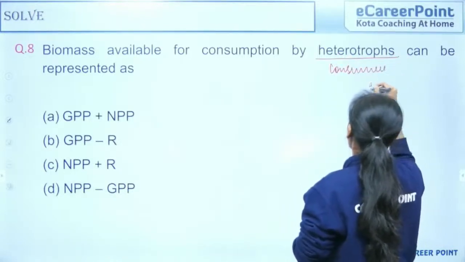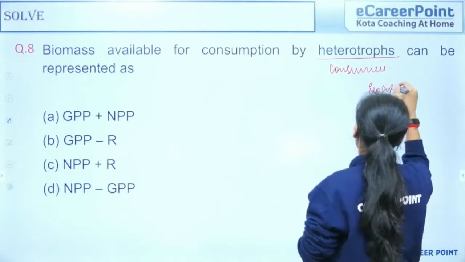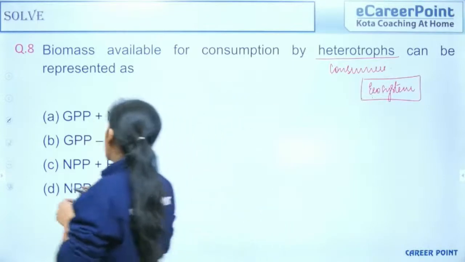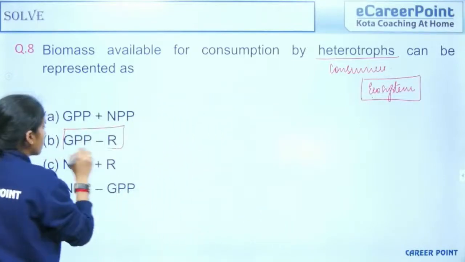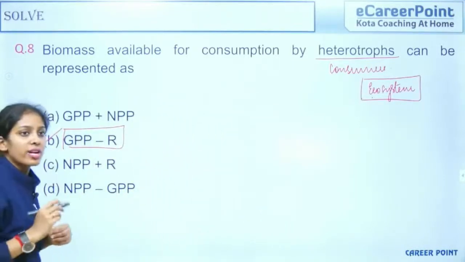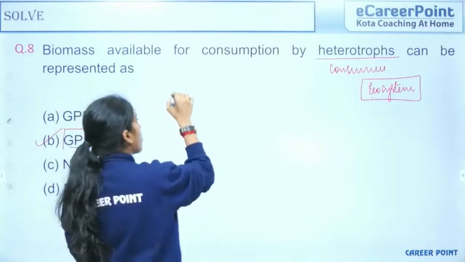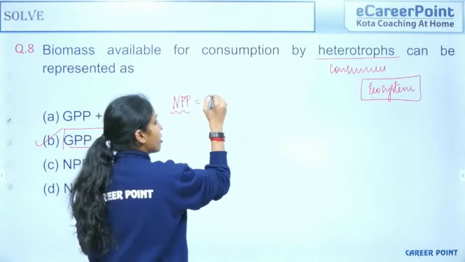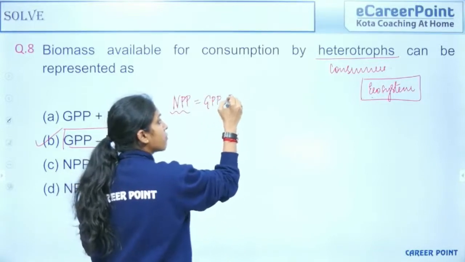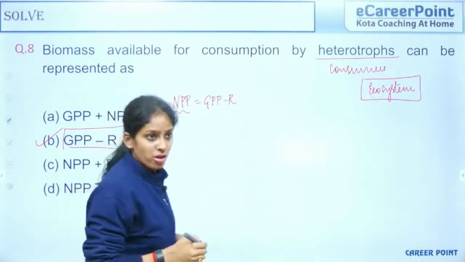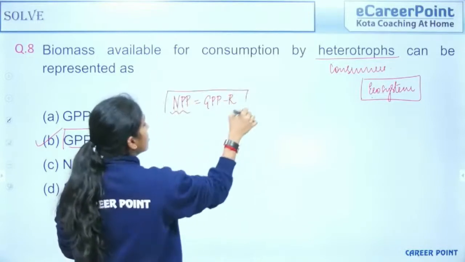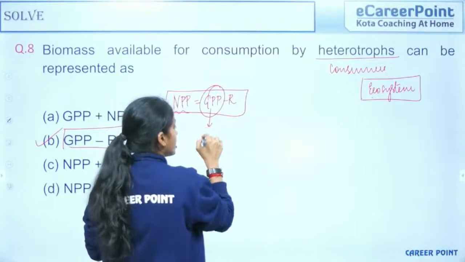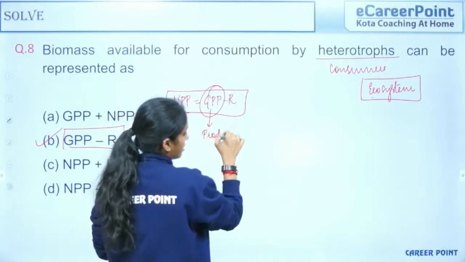So this comes from the chapter Ecosystem. This can be represented as gross primary productivity minus respiratory losses. So you have what is called net primary productivity. Net primary productivity is gross primary productivity minus respiratory losses. This is the amount that is available for consumers. Gross primary productivity is the total amount that is produced by photosynthesis.